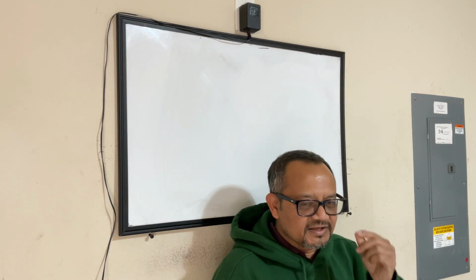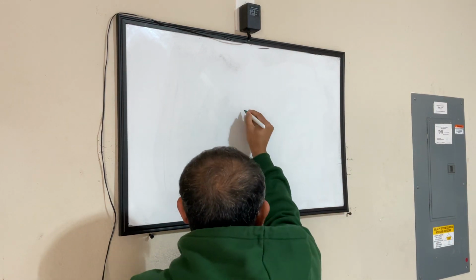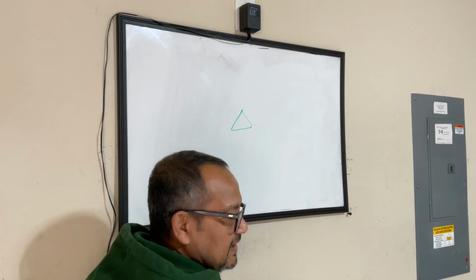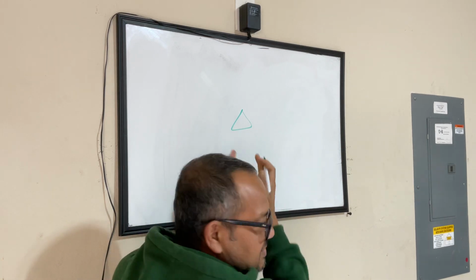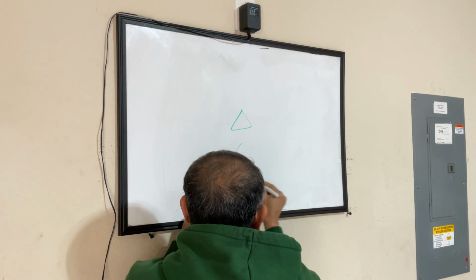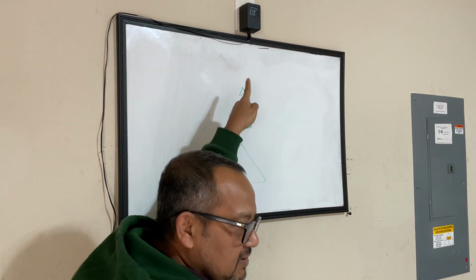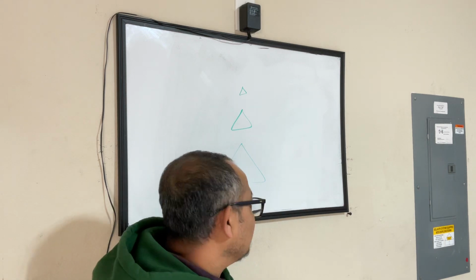Don't tell me that there's even one person in the class who has not used a phone. When you zoom in, zoom out of a picture, that is similarity. Okay? This is my triangle. If I have this shape in my phone, if I zoom in, it becomes big. If I zoom out, it becomes small. This is a classic example of similarity.